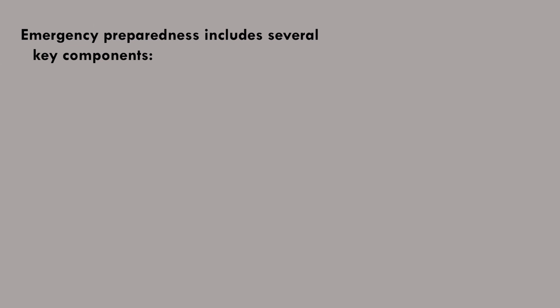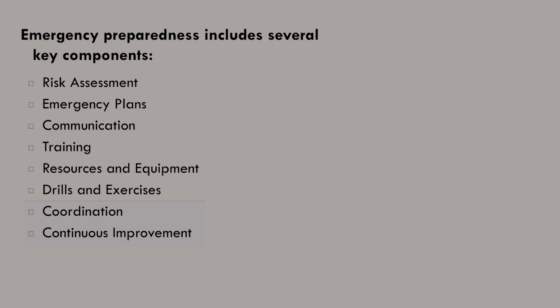Emergency preparedness includes several key components. First, risk assessment. Second, emergency plan. Third, communication. Fourth, training. Other is resources and equipment.